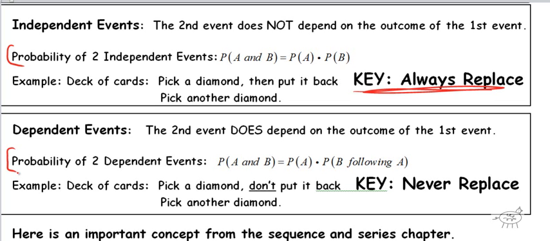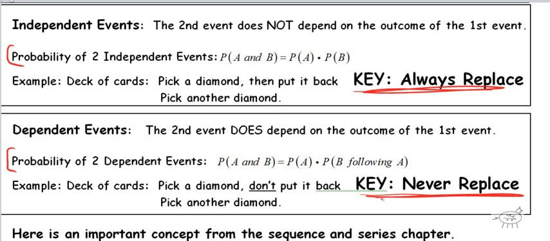An example, same kind of idea: I have a deck of cards. I pick a diamond. I don't put it back. So here's the key: the key is never replace. If I pick a diamond and I don't put it back, and then I pick another diamond, do you agree I have one less diamond to choose from? And I have one less card in general to choose from. So the probability of that second diamond is a little bit different.